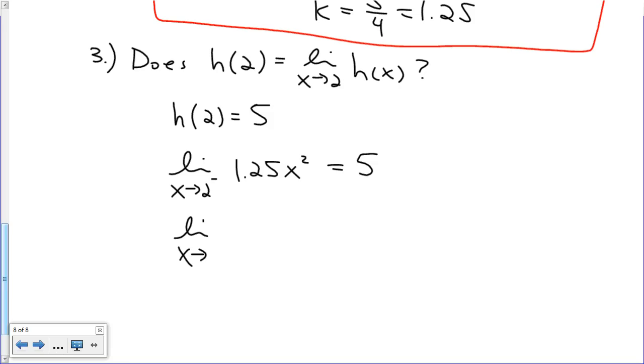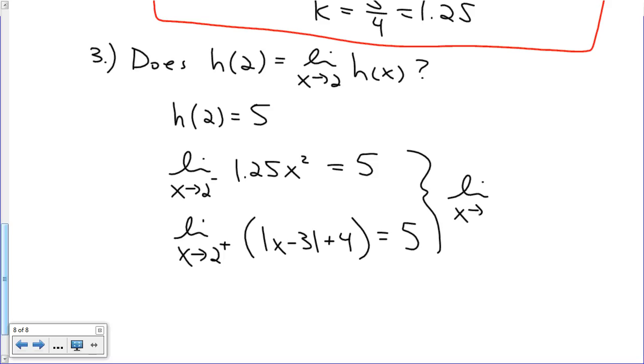Take the limit as x goes to 2 from the right side. That's the absolute value function, the absolute value of x minus 3, plus 4. If you replace the x there with 2, 2 minus 3 is negative 1. The absolute value of that is a positive 1, plus the 4 gives us 5. So this tells us that the limit as x goes to 2 of h of x is in fact equal to 5. So to answer our question here, h of 2 is 5, and the limit as x goes to 2 of h of x is also 5. So the answer here is yes.